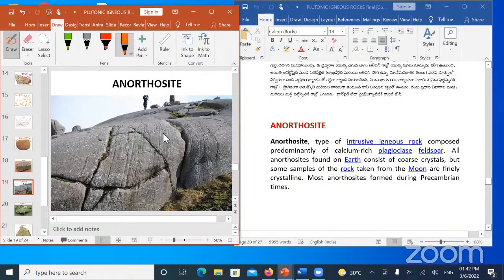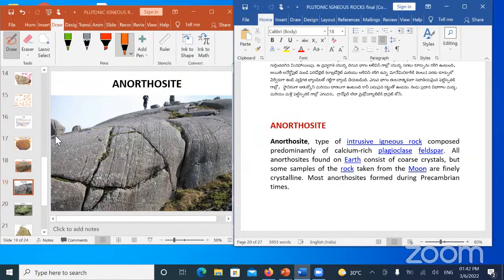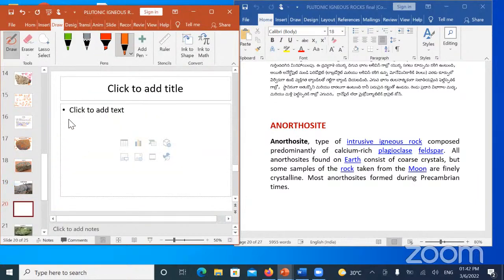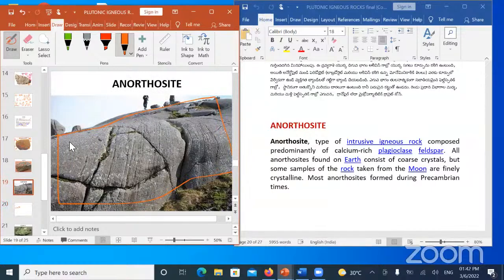Next one is anorthosite. You see, this picture is anorthosite, not anorthite. This type of rock is called an intrusive igneous rock, composed predominantly of calcium-rich plagioclase feldspars, right? All the anorthosites found on earth consist of coarse crystals, but in some places these rocks taken from the moon are finely crystalline. Most of the anorthosites formed during pre-Cambrian times.